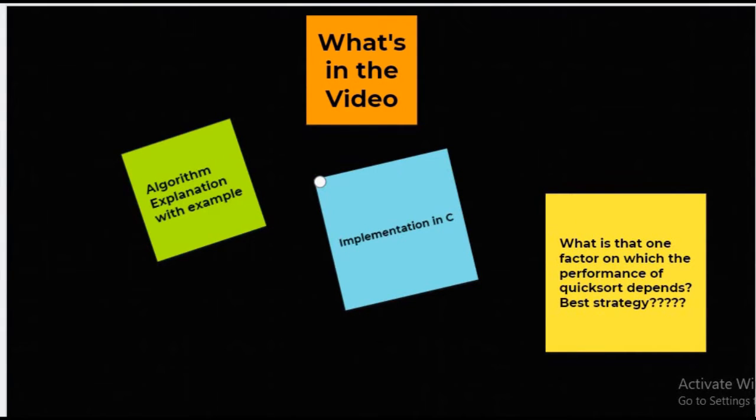So in today's video, I will discuss the quicksort algorithm and try to explain it with the help of an example, and then we will also implement quicksort in C language. I will also tell you the one single factor on which the performance of quicksort depends, and what is the best strategy to apply the quicksort algorithm. If you want to know all these things and master them, then I suggest that you watch the video till the end.